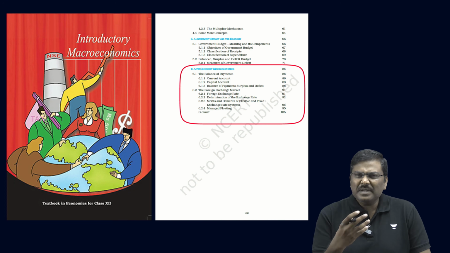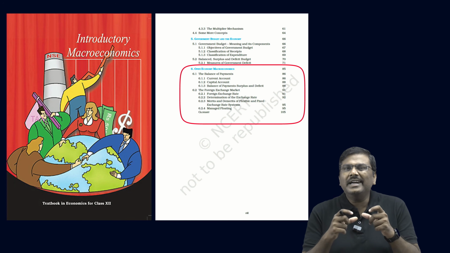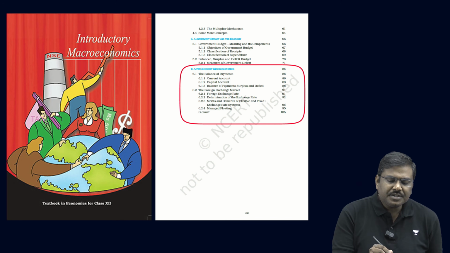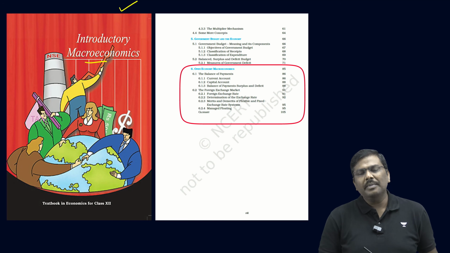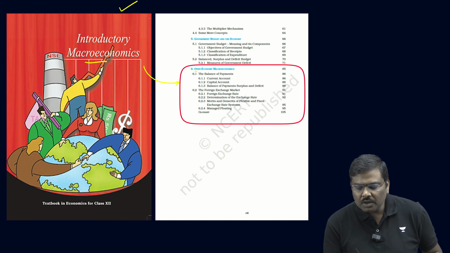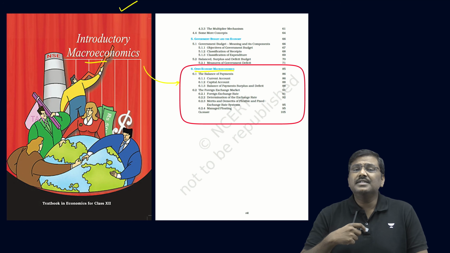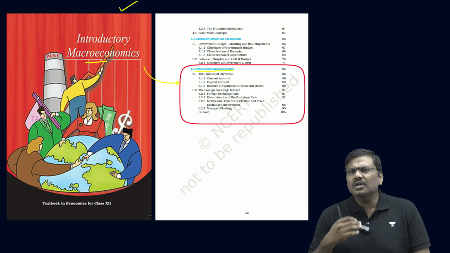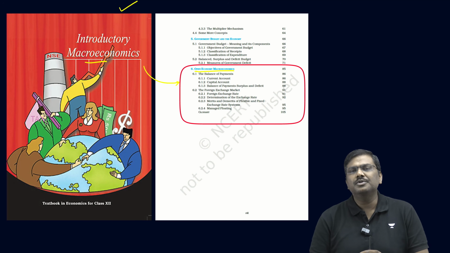Now, if you are specifically looking at which is the title of the book and what is the title of the chapter? The class 12th book is titled Introductory Macroeconomics, and in that, chapter number 6 is titled Open Economy Macroeconomics. In this, there is a lot of discussion regarding the concept of balance of payments. Let's understand the concept today.